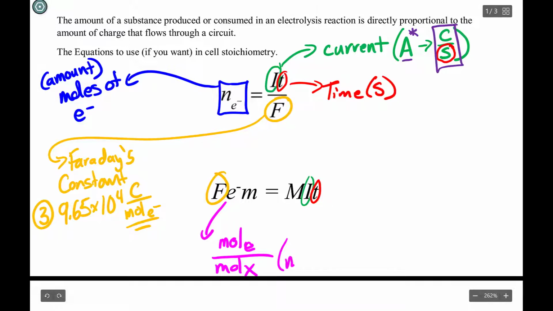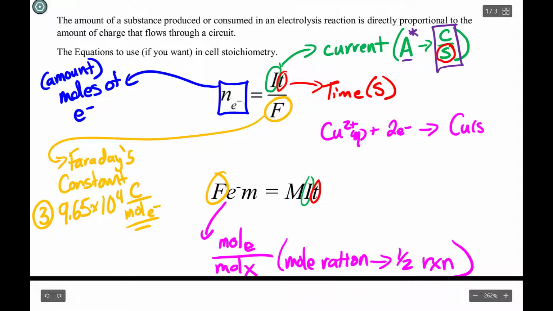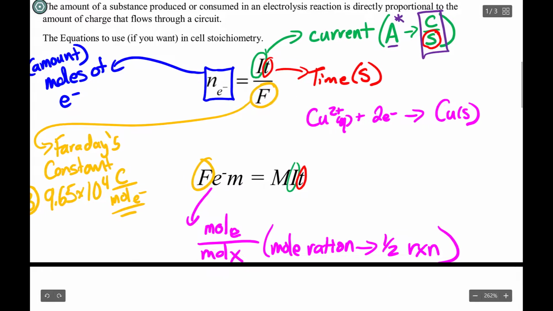It is a mole ratio that you get from a half reaction. So I'm going to make up an example. Let's say I was making copper at the cathode of an electrolytic cell. So say I had Cu2+ aqueous plus 2 electrons, and it was turning into copper solid, okay, at the cathode. Then my hypothetical mole ratio would be 2 moles of electrons for every 1 mole of copper.